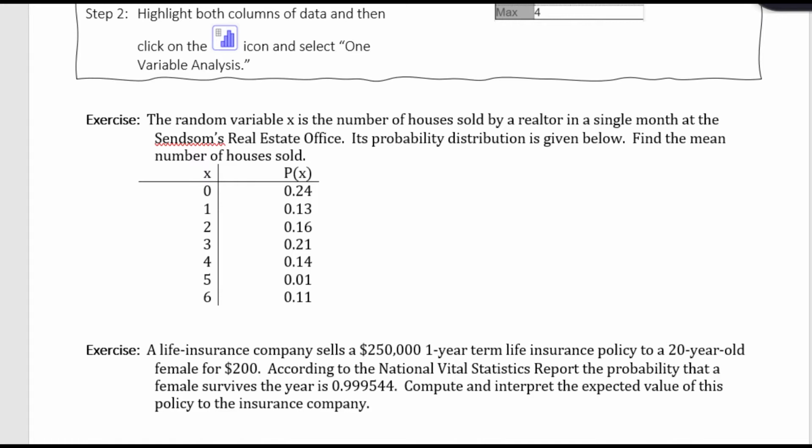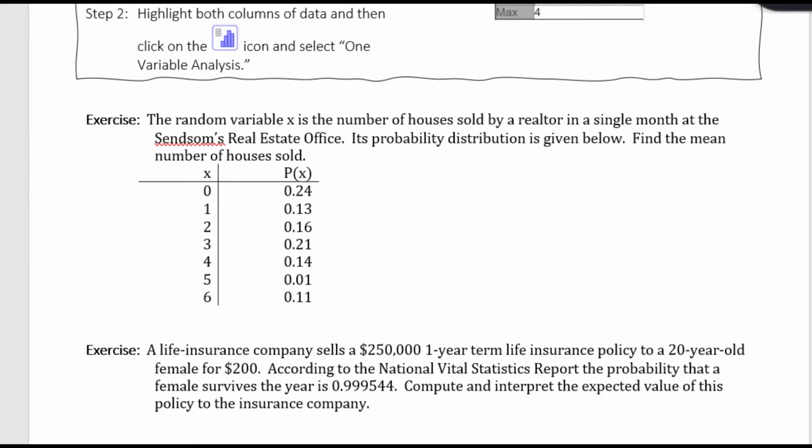So this exercise is asking us to find the expected value. The random variable x is the number of houses sold by a realtor in a single month at the Sensum's real estate office. Its probability distribution is given below. Find the mean number of houses sold.